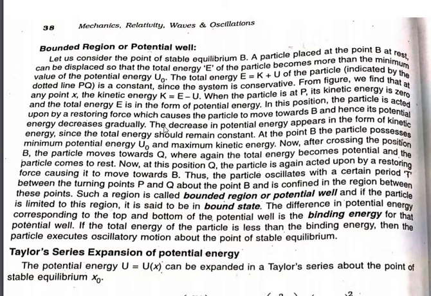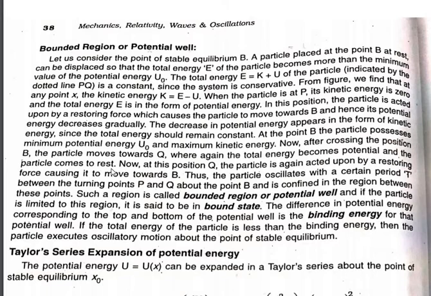So when it moves from point P to B, its potential energy decreases gradually. The decrease in potential energy appears in the form of kinetic energy. Since the total energy should remain constant, at point B, the particle possesses minimum potential energy U0 and maximum kinetic energy. Now, after crossing this position B, the particle moves towards Q, where again its total energy becomes potential, and the particle comes to rest, because at Q also the kinetic energy is 0.